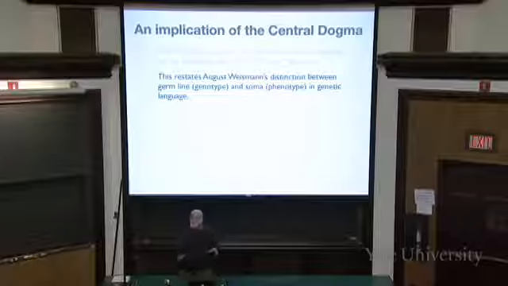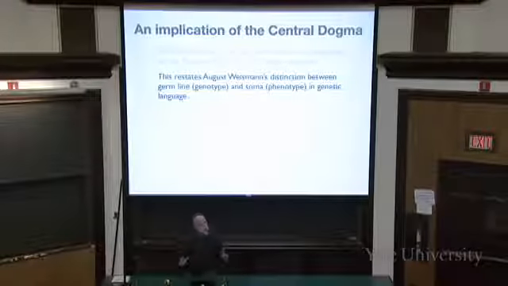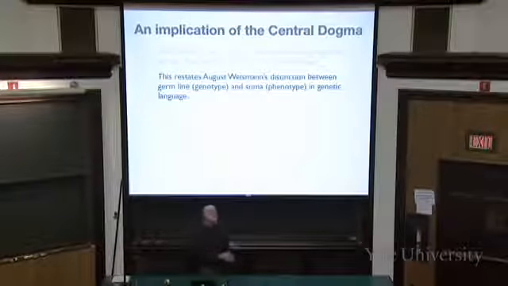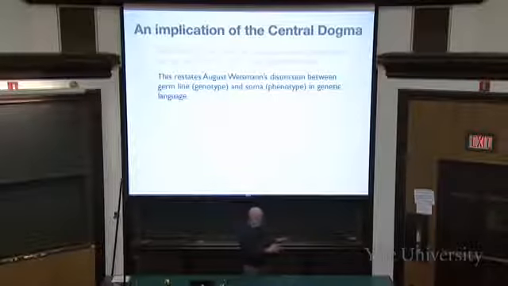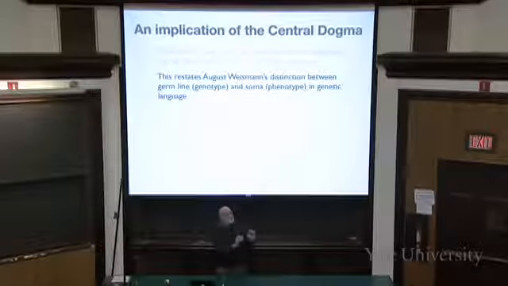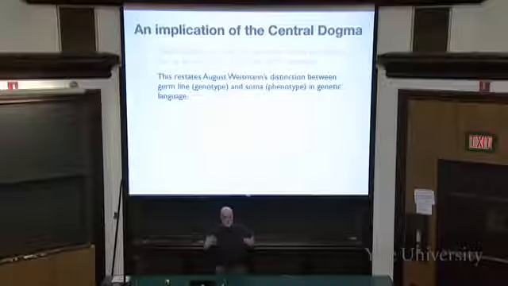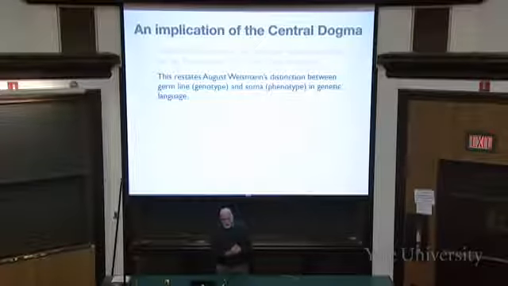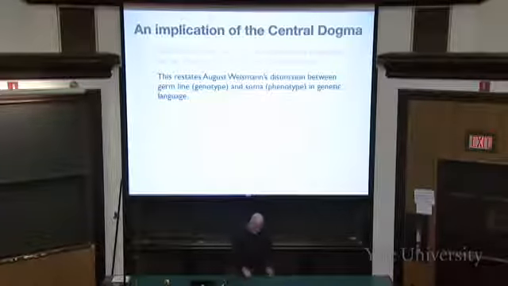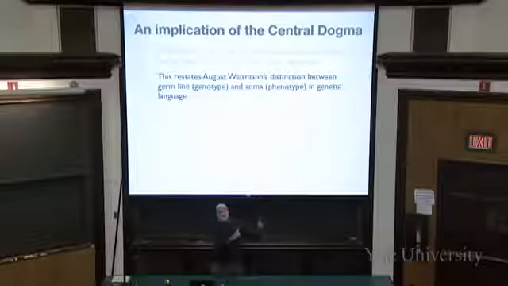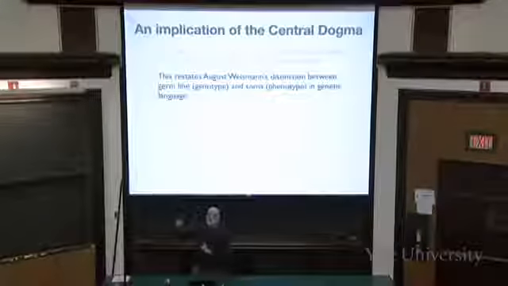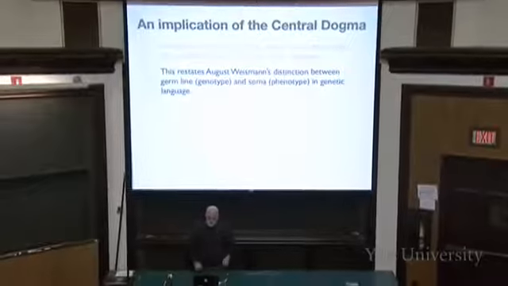This is a restatement of something that August Weismann said in the 19th century. He said that there's a distinction between the genotype, the soma, and the germline, which is the genotype, and the soma, which we now call the phenotype. And Weismann basically said in the 1880s that information flows from the genes out into the organism and not back in the other direction.